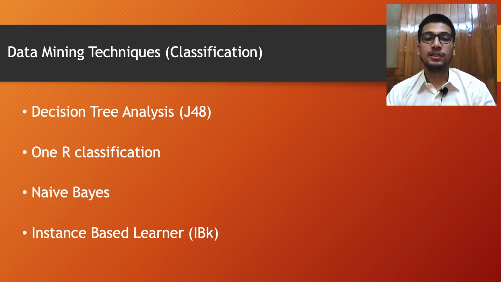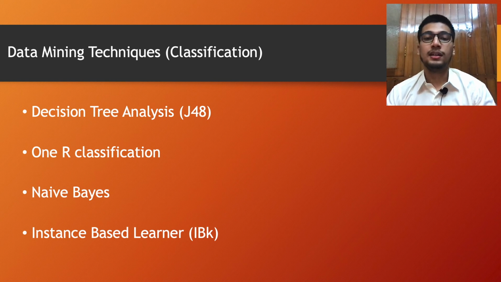In data mining classification, we have decision tree analysis, 1R classification, naive Bayes, and IBK. The decision tree analysis is used to classify different applications and produce accurate classification results. The J48 algorithm is one of the most commonly used machine learning algorithms that can classify and continually check data.